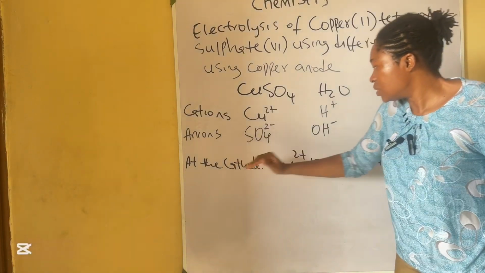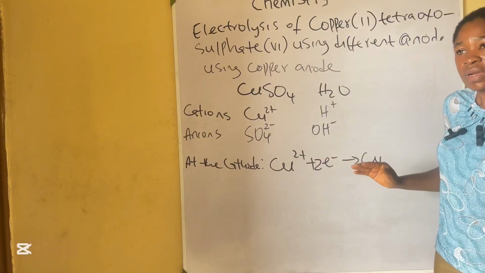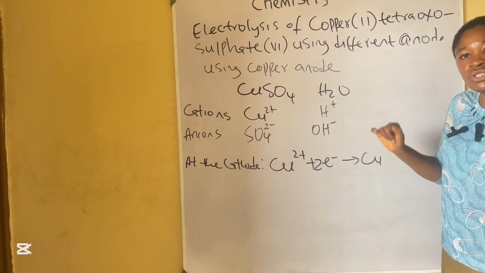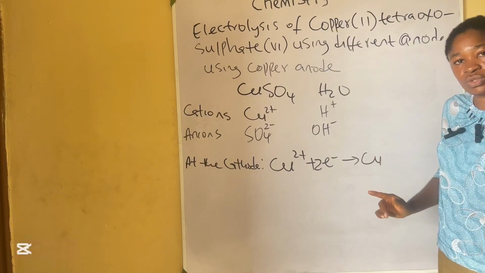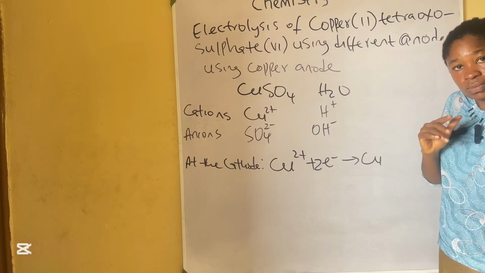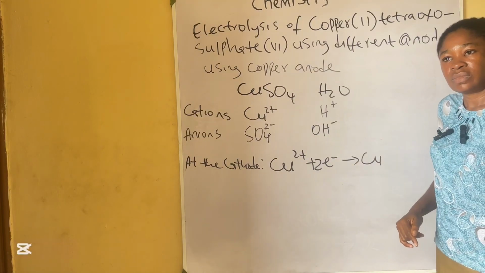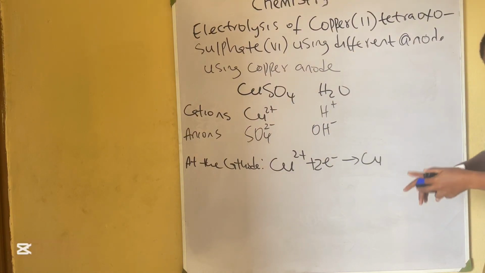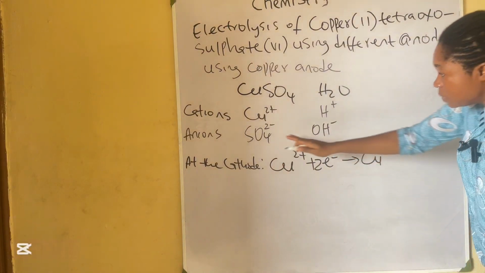Let's look at the anions. You have sulfate ion, you have hydroxide ion. Remember that we are using copper anode. I mentioned the factors that influence the discharge of ions, and one of them is the nature of the electrode. Because I am using copper anode, that copper anode is going to take part in this electrolysis. It's going to dissolve in the solution to form copper 2 ion. So 3 things are possible here. Let's look at the 3 possibilities.